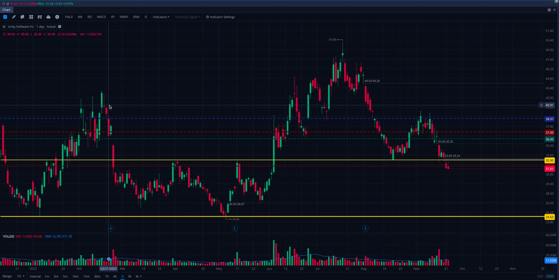Now, let's look at an example. This was resistance into support. Let's look at an example of support into resistance.